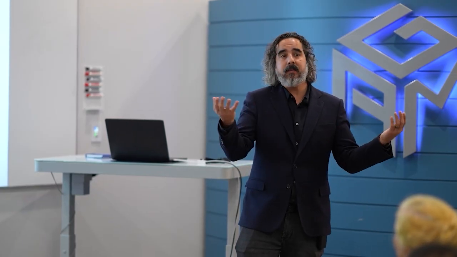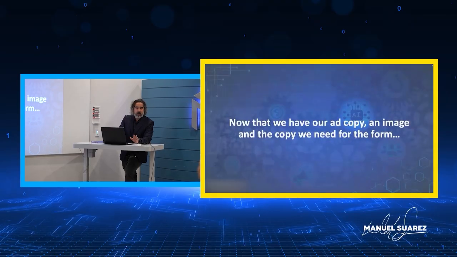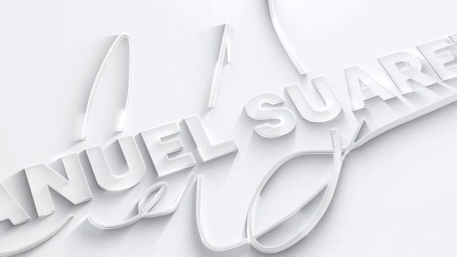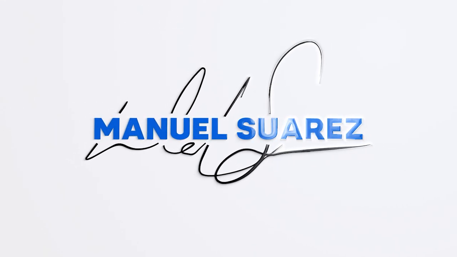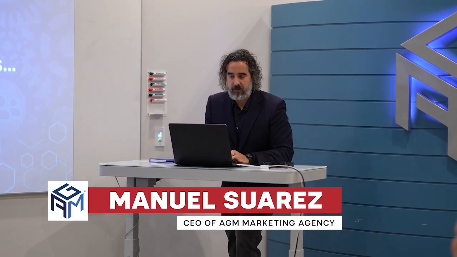I can try 50 at a time, 100 at a time. The message has to impact. ChatGPT is going to help us create the copy we will need for this form. Check this out, a couple of things here. Ad creatives. We're going to use ChatGPT to help us come up with ad copy and an image to promote our lead magnet. So check this out.